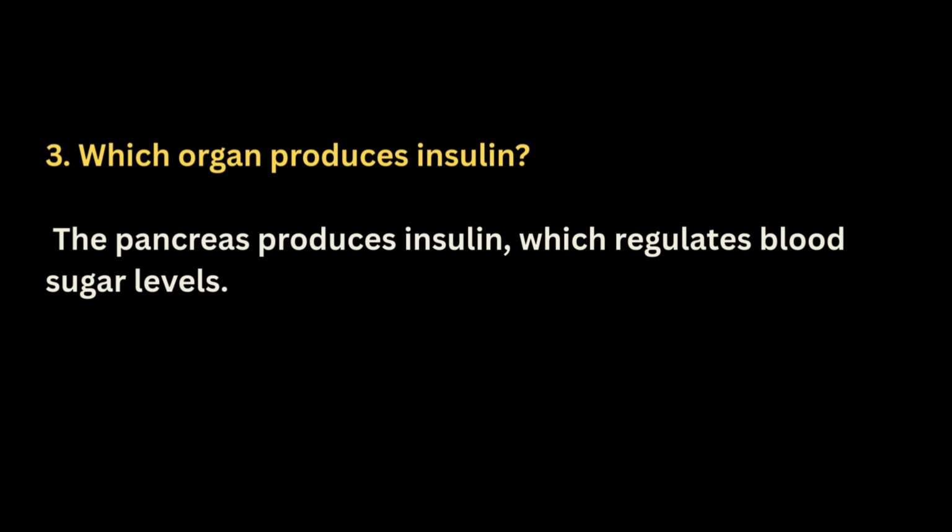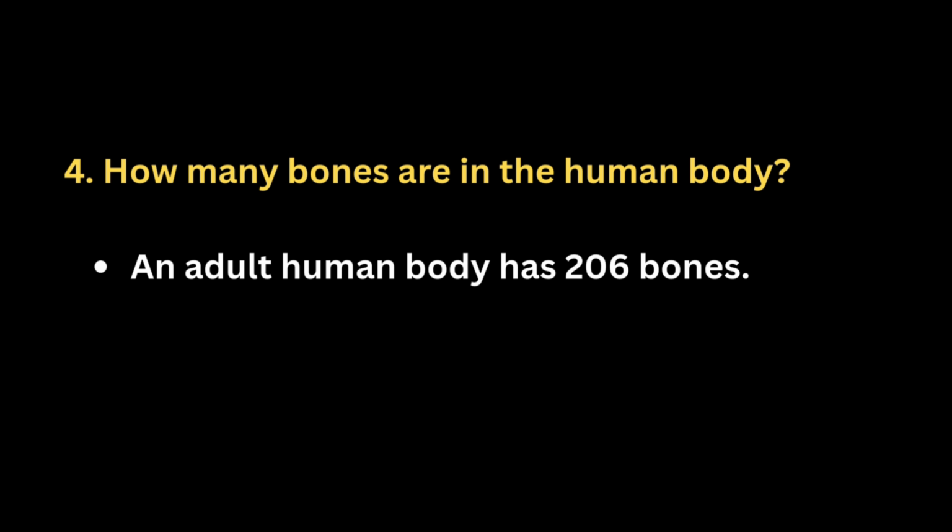Third question, which organ produces insulin? The pancreas produces insulin, which regulates the blood sugar level. So the pancreas is the organ which is producing the insulin. One more thing I'll add here, removal of pancreas is called pancreatectomy. So that is also a question.